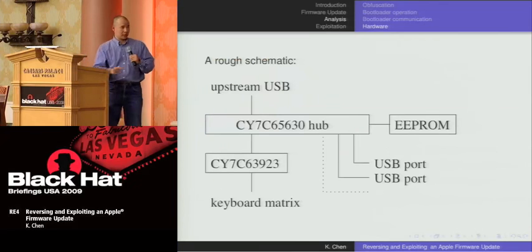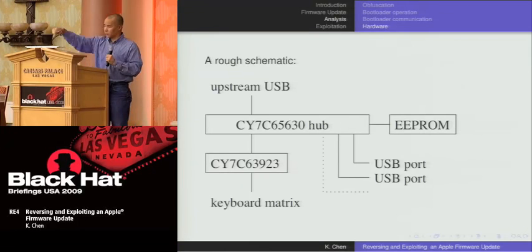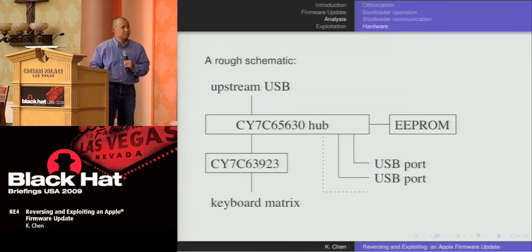Okay, so a rough schematic of the keyboard. We have the upstream connector to the host. We have the hub and the EEPROM connected to the hub. On the side of the keyboard there are 2 USB ports. One USB port is not used, and in the other one the keyboard is actually plugged in. So this keyboard is actually a compound device: it has a hub, the keyboard is plugged into the hub, and there are 2 free USB ports.